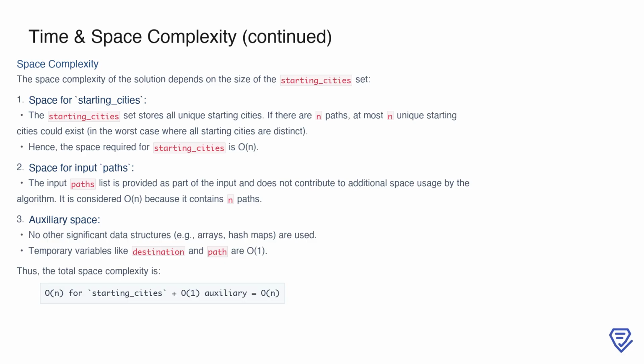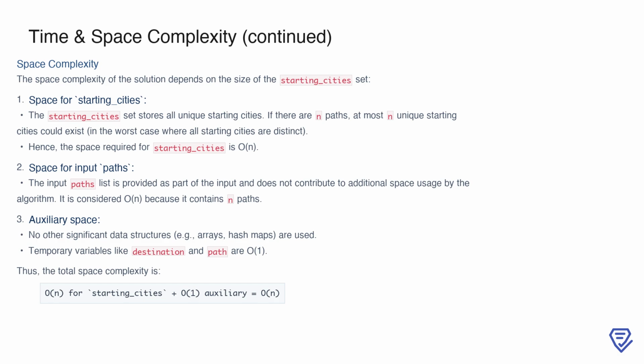Now, let's analyze the space complexity of the solution. The primary contributor to space usage is the starting_cities set, which stores all unique starting cities. In the worst case, where all starting cities in the paths list are distinct, this set will contain n elements, requiring O(n) space. The input paths list itself is part of the problem's input and does not add to the algorithm's space usage, so its contribution is also considered O(n).